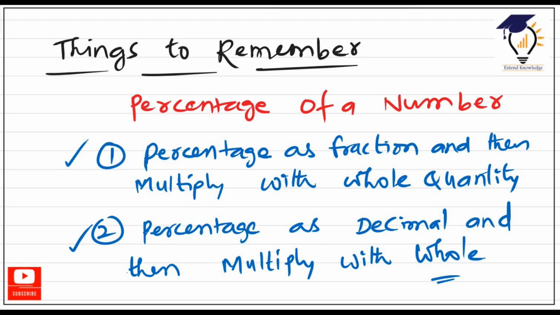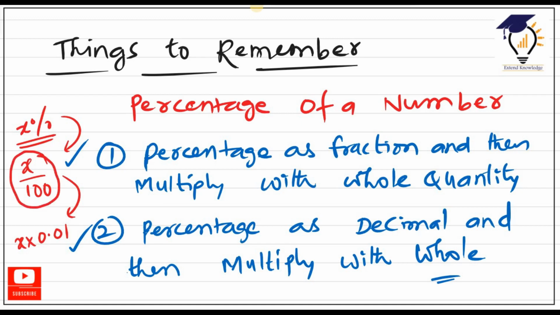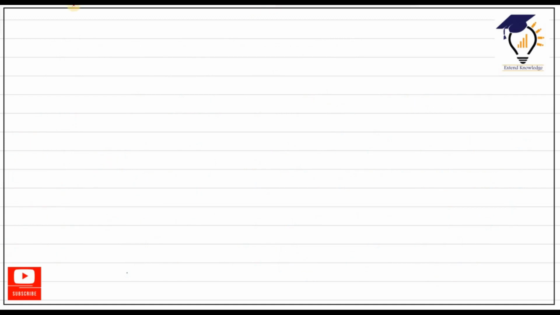Anything is fine. For the first step, writing a percentage as a fraction means you rewrite the percentage symbol as 100. So if it is x percent, then it is x over 100. To write this as a decimal, we convert this to x times 0.01. So these are the two ways, one is the fraction and one is the decimal. Let's understand this concept broadly with some examples.